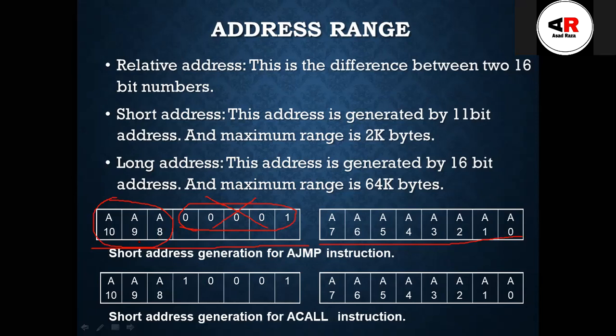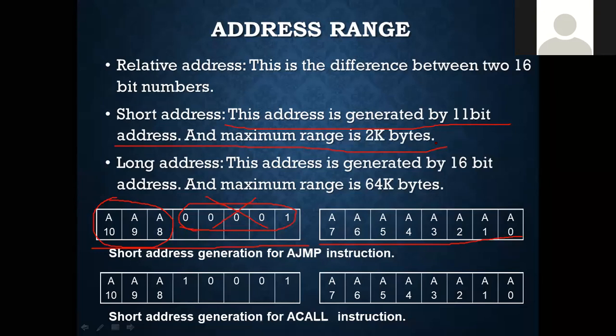Yes, sir. So 8 plus 3, look into the copy. So 11 bits will be there to generate the address. So what will be the address range? That will be 2 to the power 11. That means we can write 2 to the power 10 into 2, that is 1k into 2, that is 2k. So in this case you can see the short address, this is the address generated by an 11-bit address and the maximum range is 2 kilobytes. Okay, understood?